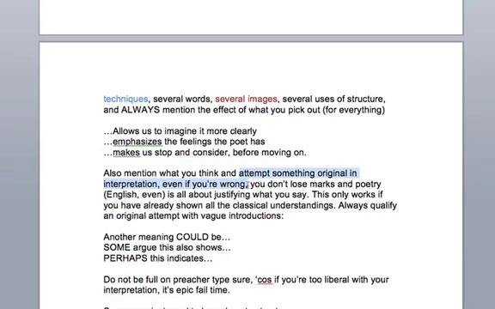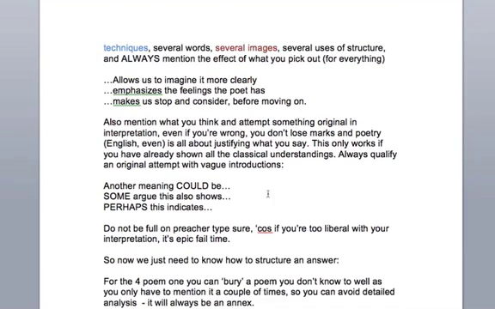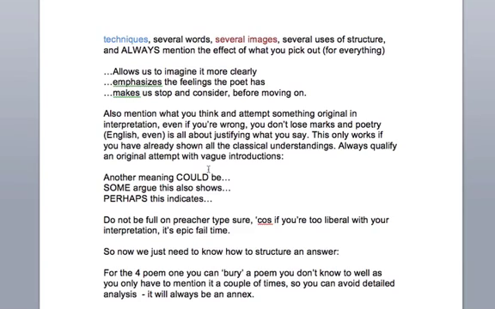Now even if you're wrong, that's not a problem, but make sure that you've put in the classical understandings first, and then when you come to putting in what you think is original, always qualify it with a kind of vague, guarded introduction. So that could be, another meaning could be, some argue this also shows, perhaps this indicates. Something like, I also know this, but I'm just saying it. I'm not 100% behind it.